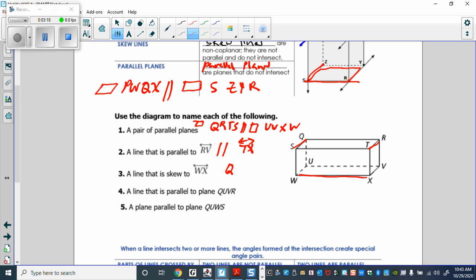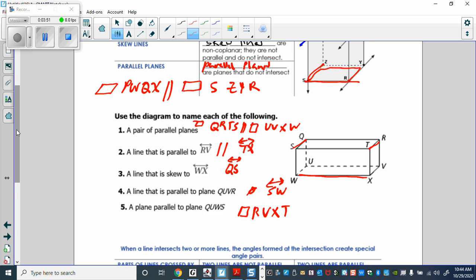So we'll say QS. A line that's parallel to the plane QUVR could be SW, or any other lines opposite it. A plane parallel to QUWS would be plane RVXT.